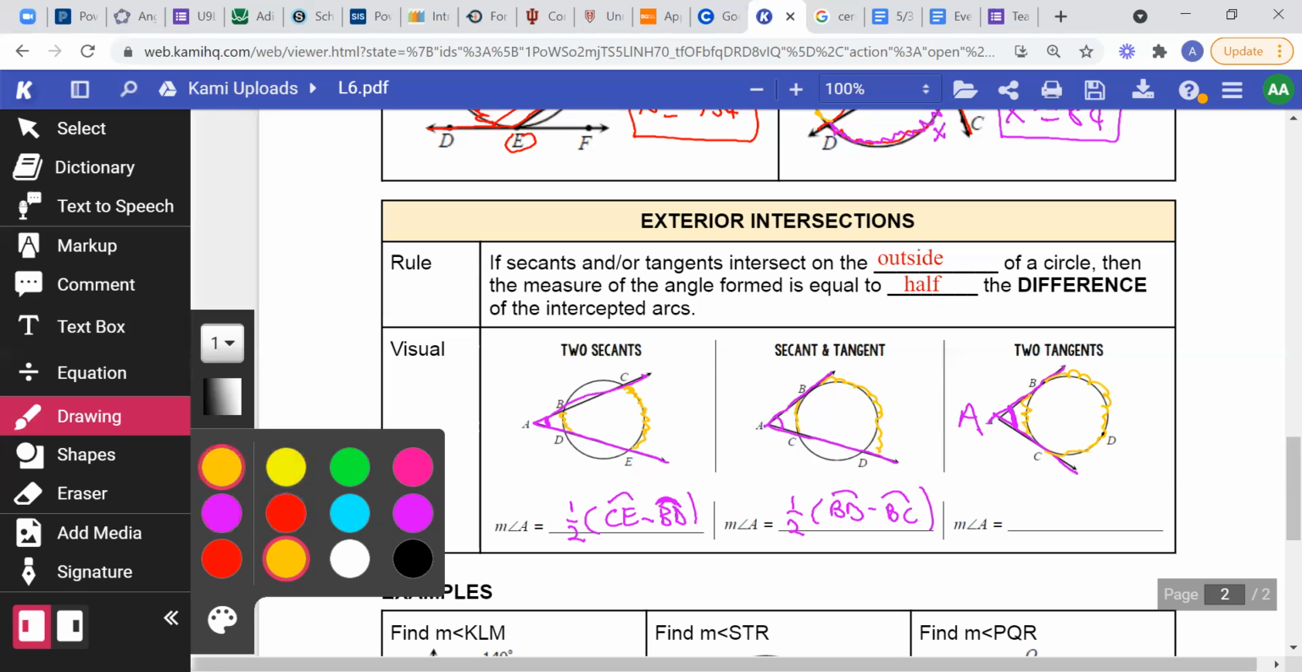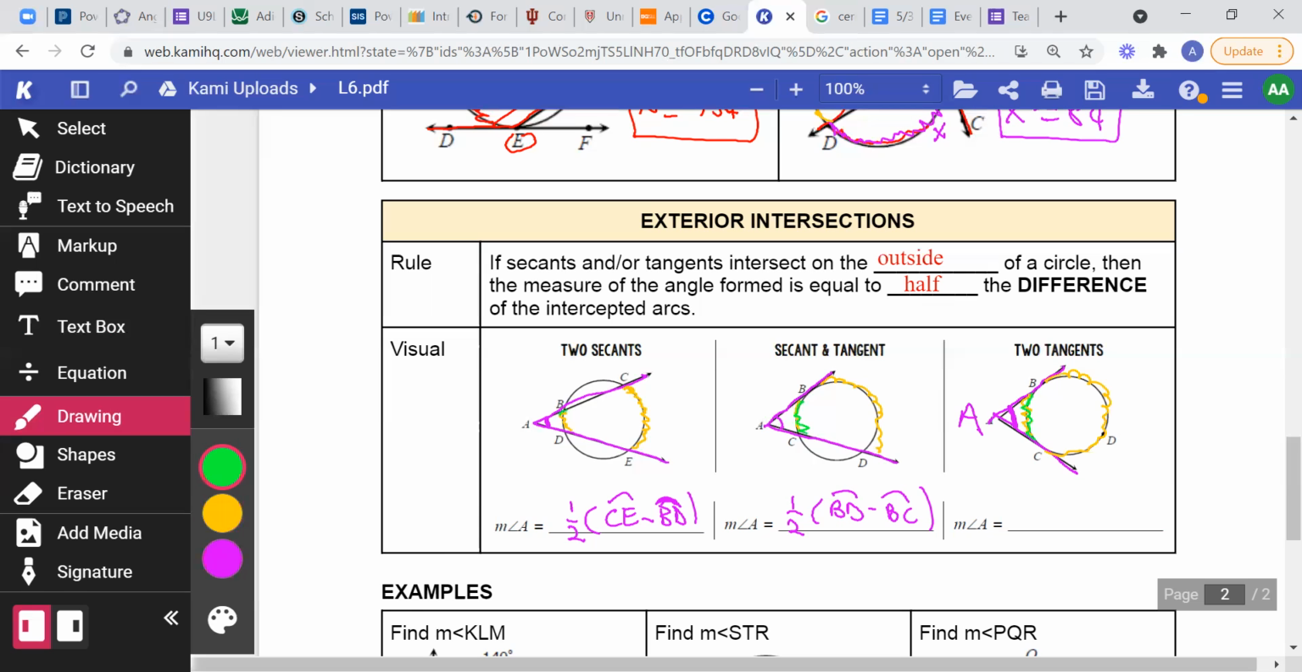Let me change the color of the baby arc so that we can see better, because it tends to confuse, especially when two tangents meet. Don't be confused, because you might name the same arc if you're not careful. So here we're going to say half. If I say BC for the big one, and the small one is also BC, that means I'm contradicting myself, because BC minus BC is 0, and half of 0 is 0.